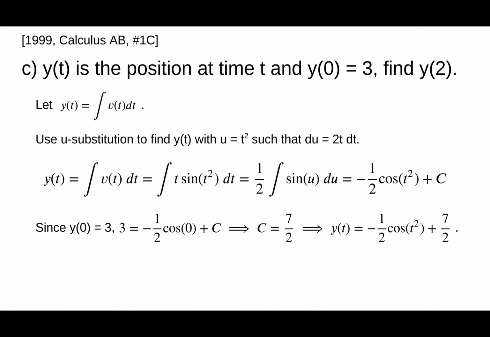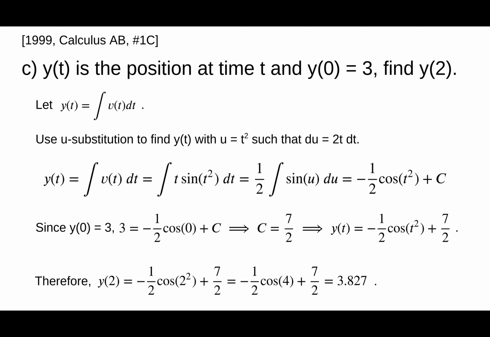And what this does is once we have the value of c, we now have a specific function for the position of the particle at any given time. That function y of t is negative 1/2 cosine t squared plus 7/2. And now that we have that, we can find the position specifically at t equals 2. So y of 2, we just evaluate our position function y of t at 2, and we get negative 1/2 times the cosine of 4 plus 7/2. Again, it is calculator active, so if you want the decimal here, it's going to be 3.827.